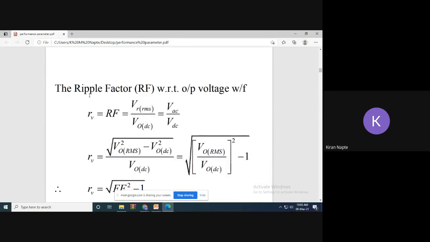The next important, fourth performance parameter is ripple factor. Fourth performance parameter is ripple factor.